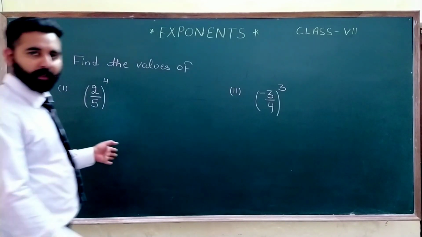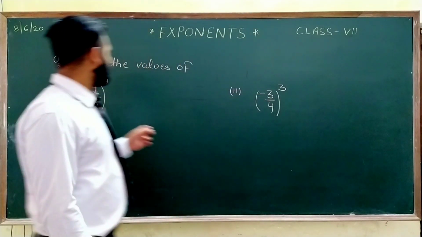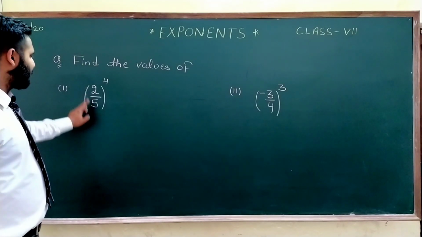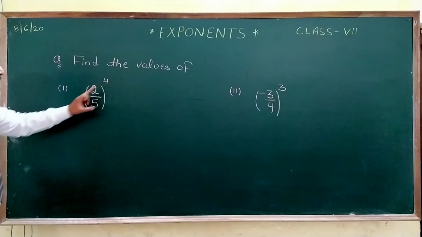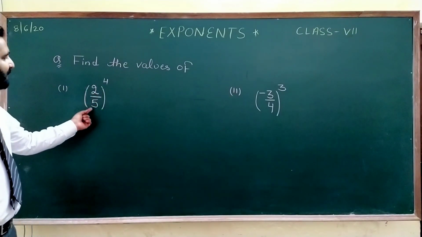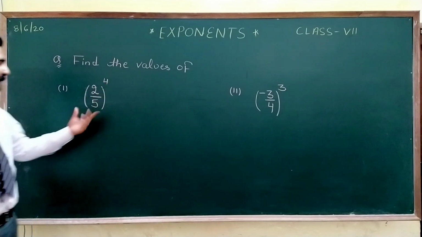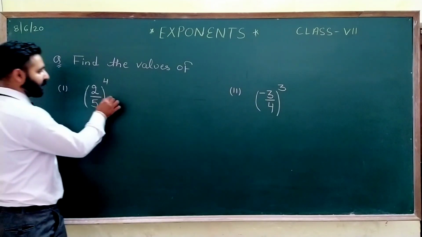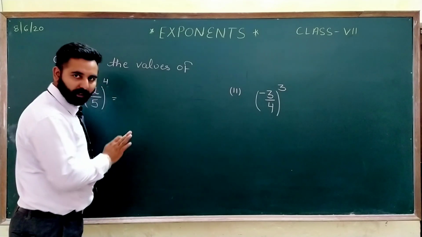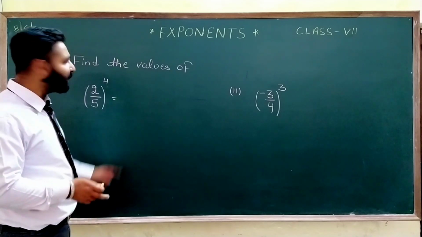Let us see some basic things of exponents with respect to rational numbers. Here we have to find the value of 2 upon 5 whole raised to power 4. Whole means the power applies to the numerator as well as the denominator, which means the complete rational number has power 4. So how to solve it? Raised to power 4 means it is multiplied by itself 4 times. I repeat, 2 upon 5 is multiplied by itself 4 times.